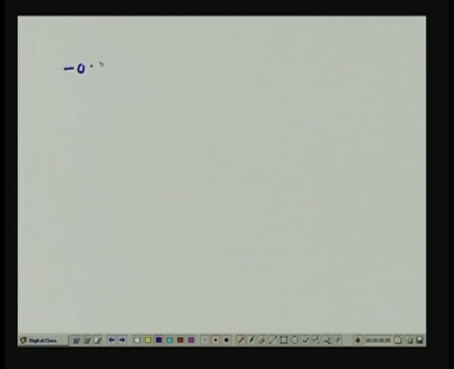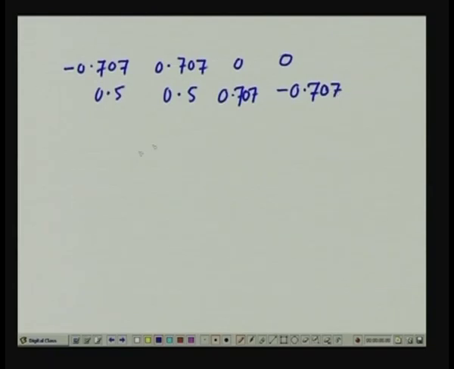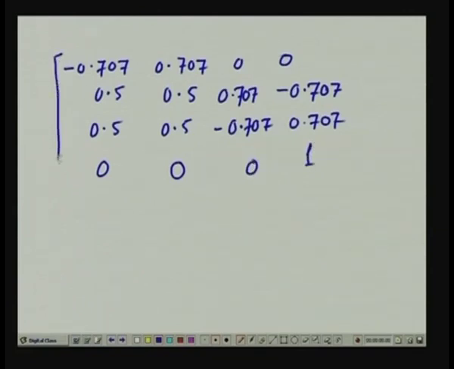you will find that this transformation matrix can be computed as minus 0.707, 0.707, 0, 0, then 0.5, 0.5, 0.707, minus 0.707, then again 0.5, 0.5, minus 0.707, 0.707, then 0, 0, 0, 1. So, this is the overall transformation matrix which takes care of the translation of the image plane, then pan by angle theta and also tilt by angle alpha.